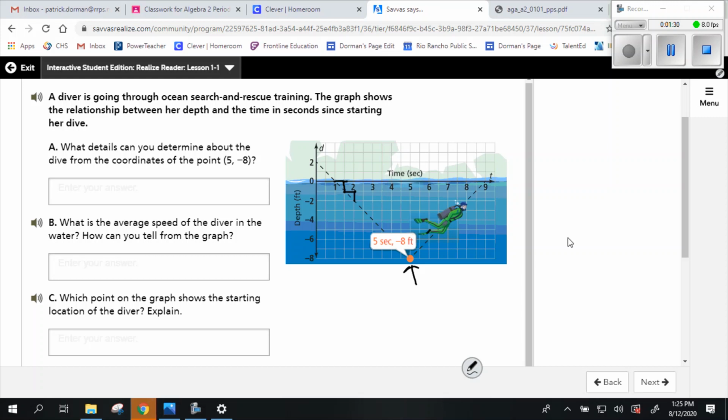And which point on the graph shows the starting location? Well, it's going to be this one right here, right? It looks like the diver started from 2 feet above the water. And what else do we call this? We call this our y-intercept, right? So a little jog in your memory from Algebra 1.